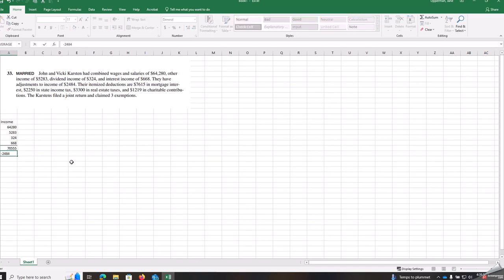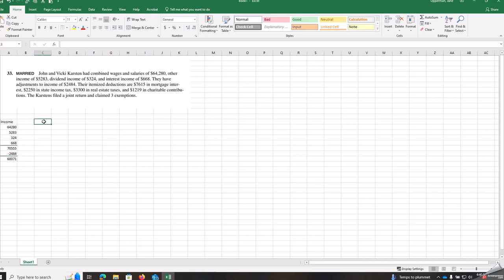But then there's adjustments to income. So maybe they have some things that they are able to subtract, like student loan interest or educator fees or things like that. So then we come down to $68,071 as their adjusted gross income.